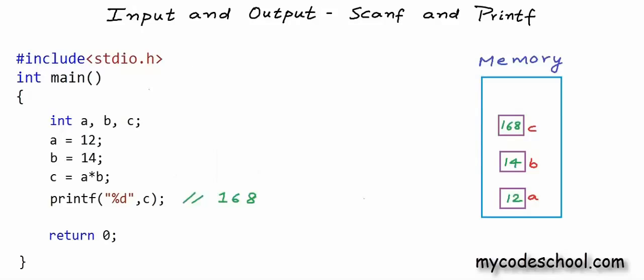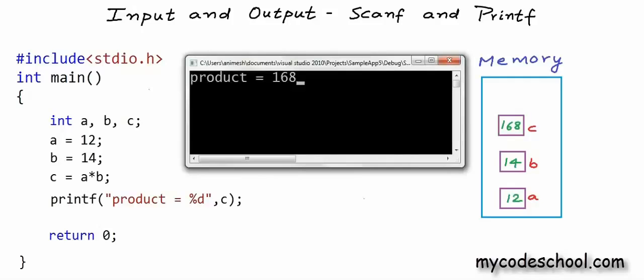Now in my printf here, if I would pass something like "product = %d" as first argument, and once again for the %d, I'm passing c as second argument, then output of this particular printf would be product = 168. Only the %d has been replaced with value in c, and everything else is same. Everything else in the string constant is printed as it is.